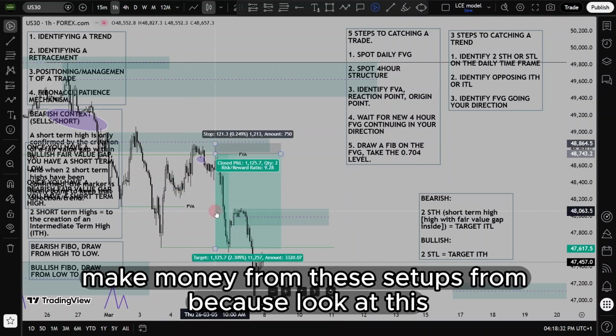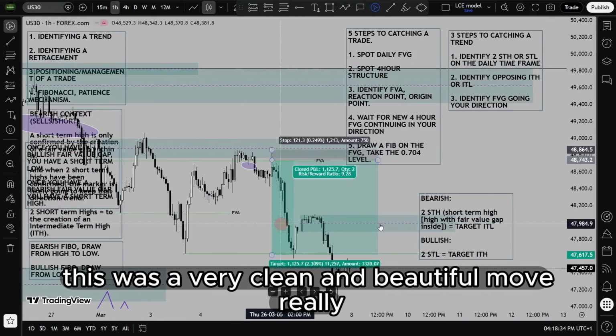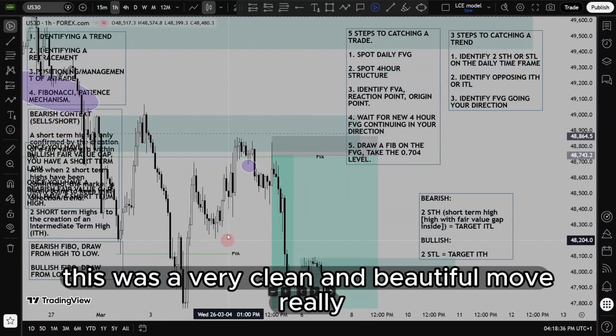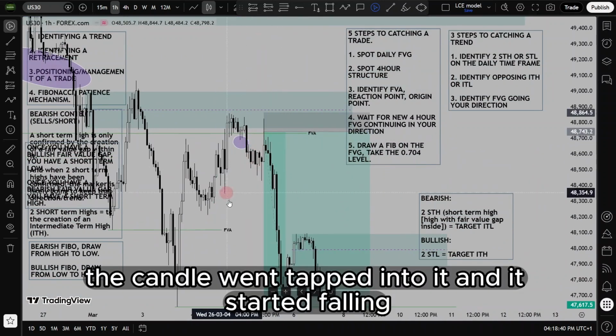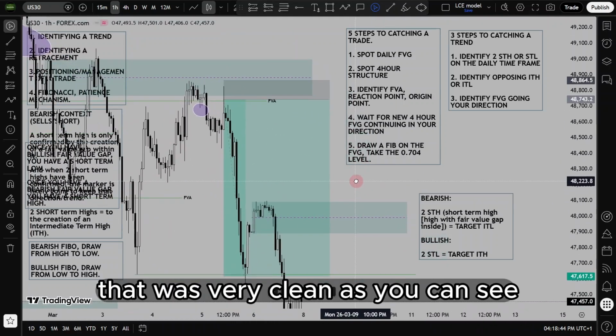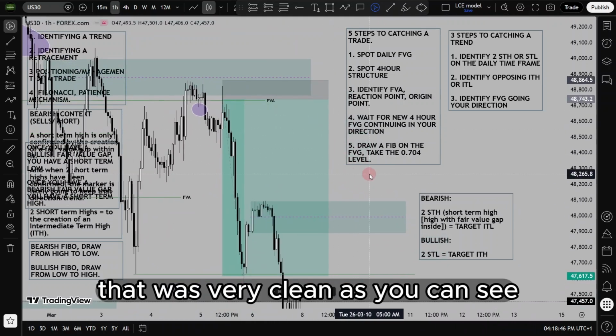Because look at this, this was a very clean and beautiful move, really. I just tapped, you can see the candle went, tapped into it, and it started falling. And that was very clean, as you can see.